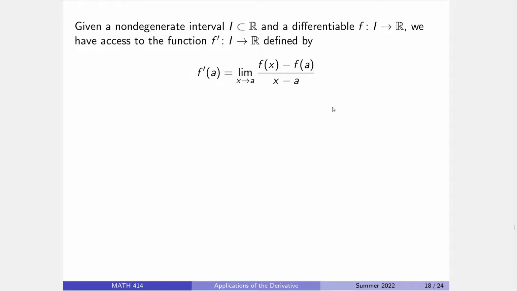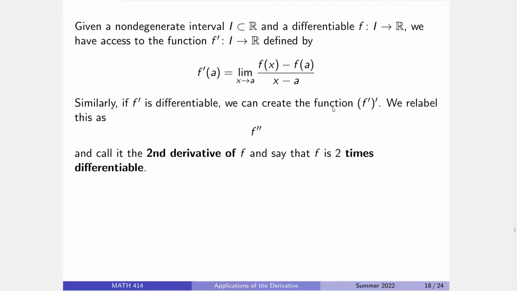Now, like I said, you can technically talk about the derivative at any cluster point, but really, as we've already seen, we want intervals for theorems here, so we're only going to consider differentiable functions on an interval. If you're differentiable on an interval, you've got access to the following function. Given any differentiable function, you can create f prime. Now, if f prime is differentiable itself, you can take the derivative of the derivative, and we call it the second derivative, and say that f is 2 times differentiable.